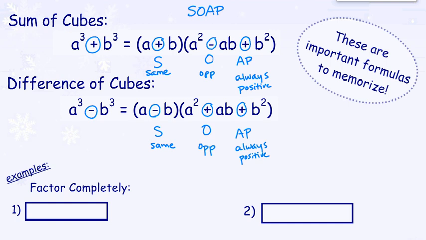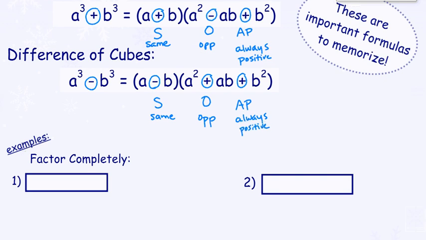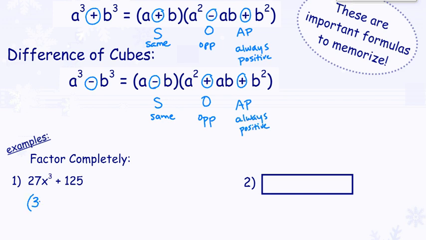So the directions say factor completely. And problem number 1 wants us to factor 27x cubed plus 125. Let's see if it fits into one of these two formulas. Is it a sum or a difference? Well, I see a plus sign, so it's a sum. Is it a sum of cubes? Do we have perfect cubes? Well, 27x cubed is the same as 3x all cubed, and 125 is the same as 5 cubed, so we do have a perfect cube plus a perfect cube.